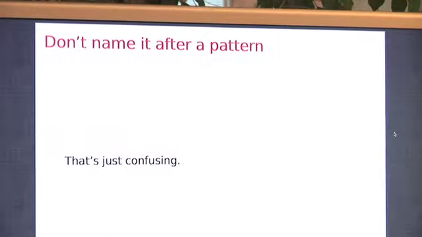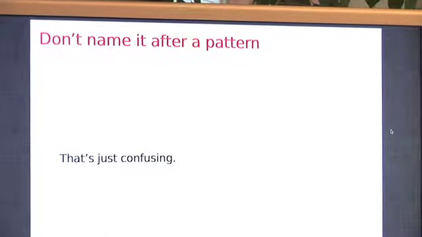This isn't a big problem, but don't name your library after a pattern. That's just confusing, because you're going to be talking about Active Record, and it'll be confusing whether you're talking about the pattern or the library. Or you have a situation like Data Mapper, which is a wonderful library, but it doesn't actually fully implement the Data Mapper pattern. So you're talking about Data Mapper, but it isn't actually a Data Mapper, and yeah, just don't do that.